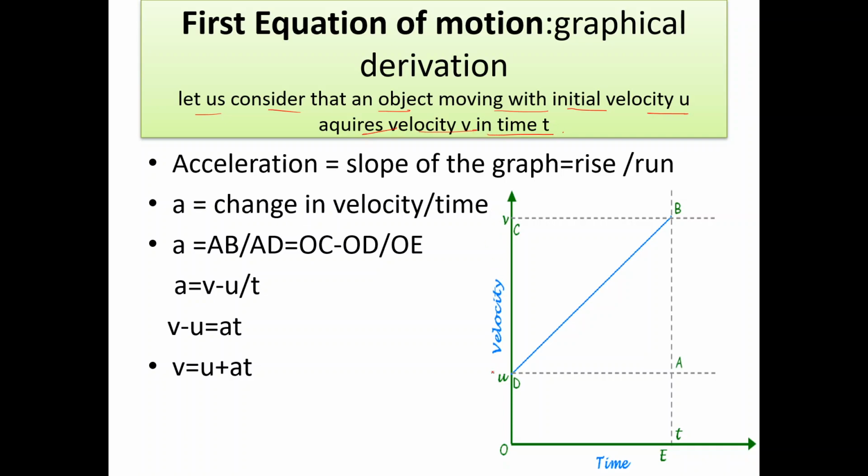How can we plot this graph? Take time along x-axis and velocity along y-axis. The object is having some initial velocity u and it is gaining velocity in time t. This is time t is equal to 0 and this is time t. In time t it acquires a velocity of v. So what we'll do? Draw a perpendicular line over x-axis and another perpendicular line over this BE.